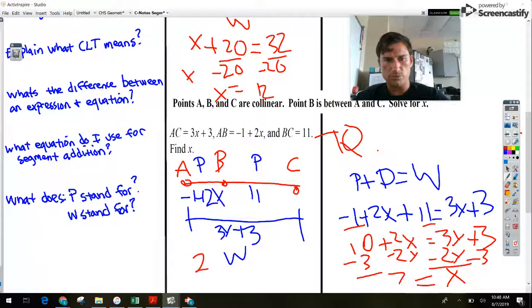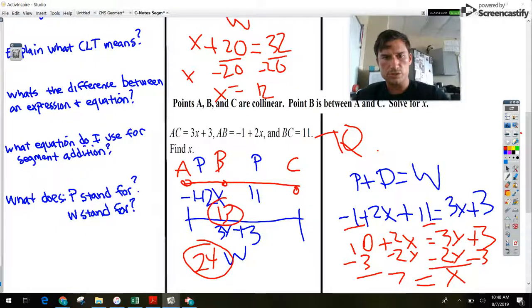If we want to plug it back in, 3 times 7 is 21 plus 3, so that's 24. Then 7 times 2 is 14 minus 1 is 13. If you notice 13 and 11, if we add those together, we get 24. Part plus part is whole. All right, guys. Segment addition. That's a wrap.